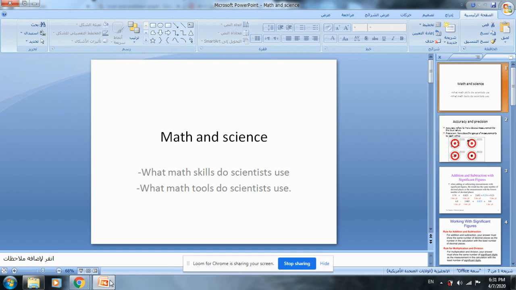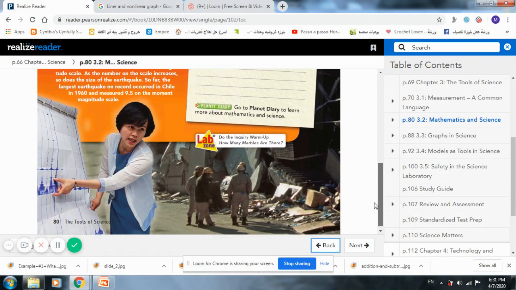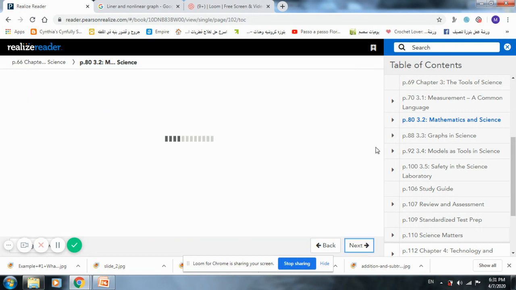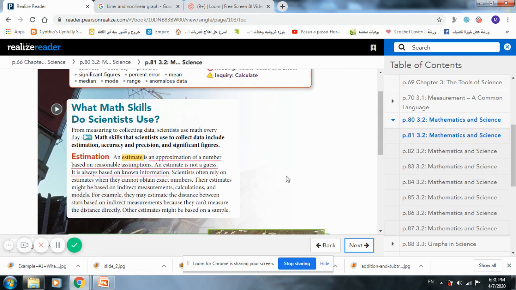Okay, first, let's go back to our textbook here. Everyone, if you open your textbook page 81, you will find the first definition that is very important in our lesson. It's about estimate. Estimate is an approximation of a number based on reasonable assumption. And estimate is not a guess. This point is very important, that estimate is not a guess. It's always based on known information.